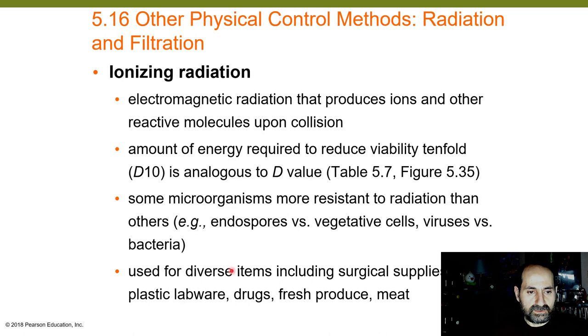So you can see you can use radiation in order to sterilize drugs, fresh produce, meat, plastic labware. Because think about it, those are items that you would not want to put in an autoclave, because an autoclave would ruin those products. Or you wouldn't want to treat any other way. With ionizing radiation, you can bombard it with this radiation that will destroy the microbes inside of the packet, and that's done with no heat applied or moisture applied, and that's great. So that's another standard by which you can treat and destroy microorganisms without destroying the product.